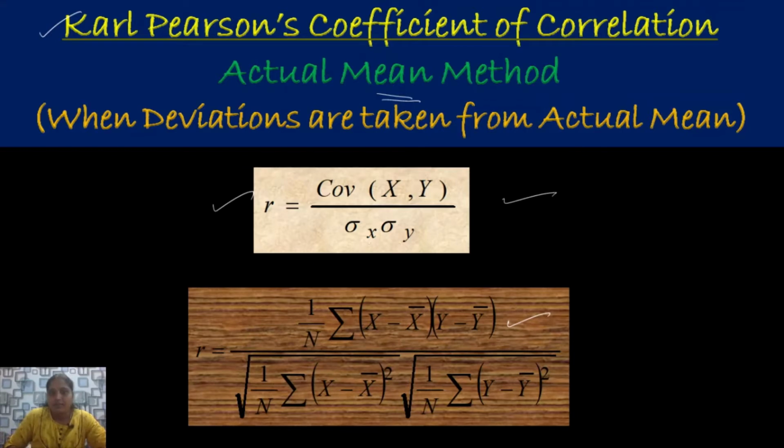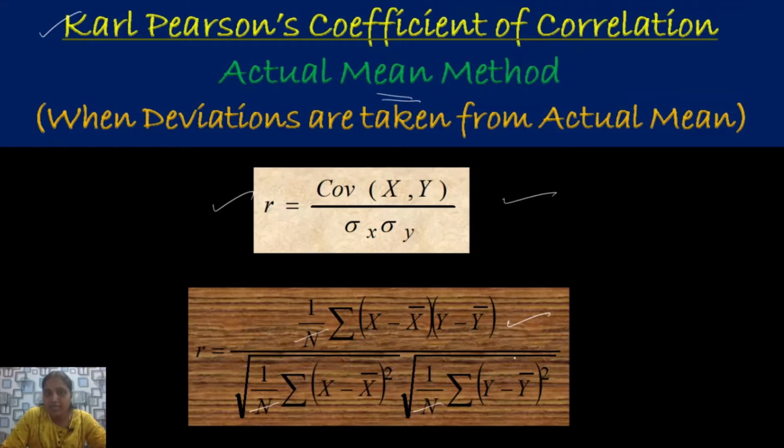Over the standard deviation of x, which is under root 1 over n sigma x minus x bar the whole square, and for sigma y, under root 1 over n sigma y minus y bar the whole square. Just cancelling n in both numerator and denominator, we have a simplified formula. And this is the formula we have to use to calculate Karl Pearson's coefficient of correlation using the actual mean method.